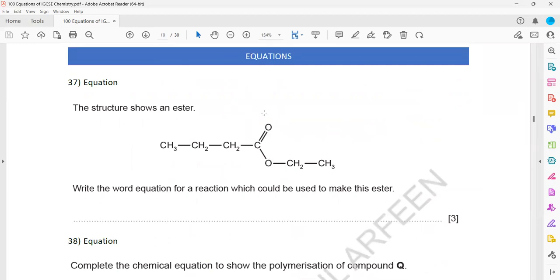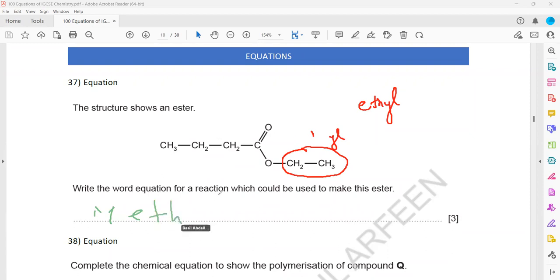The structure shows an ester. First thing, identify the name of the ester. The part which is attached to oxygen we name first. Ethyl butanoate. So how many carbons? 2 carbons, so it will be eth, and the part which is attached to oxygen is ethyl. And ethanol. So the part which is attached to oxygen we name first.